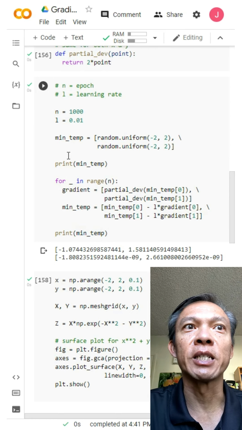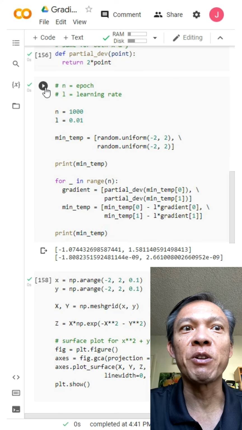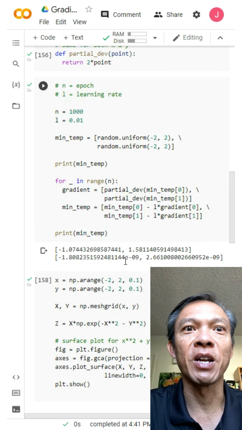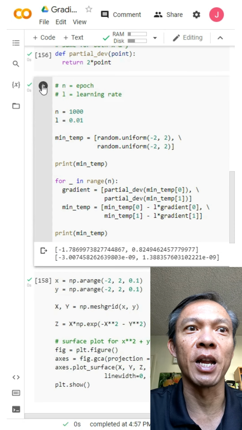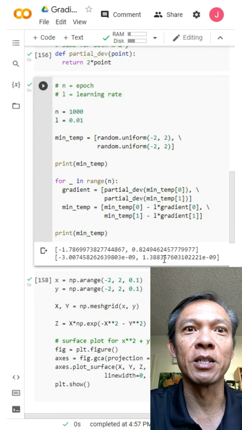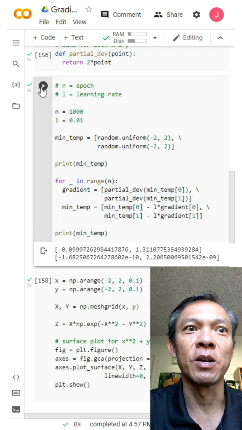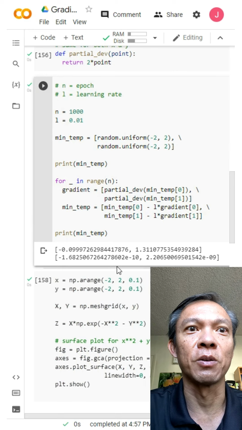Now this one right here is a simple example, right? So wherever you start, it's going to drive eventually to the point 0, 0 right here, okay? So let me run it again. See right there, this is practically 0, this is practically 0. So anywhere, this minus 1.8 and 0.8 is 0, 0, and there's also 0, 0, 0, 0 right here.